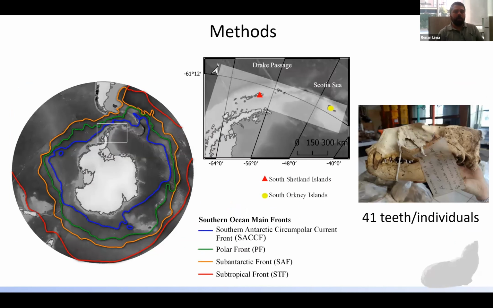So we used teeth that were provided from a collection of Antarctic fur seal skulls curated in the Marine Mammal Laboratory of the Argentine Antarctic Institute. We selected upper canines from male individuals that were collected between the 1980s and up to 2015. Those samples were collected from the South Shetland and the South Orkney Islands. And in total, we used 41 individuals.